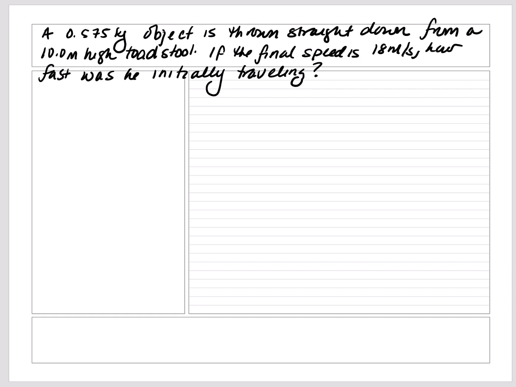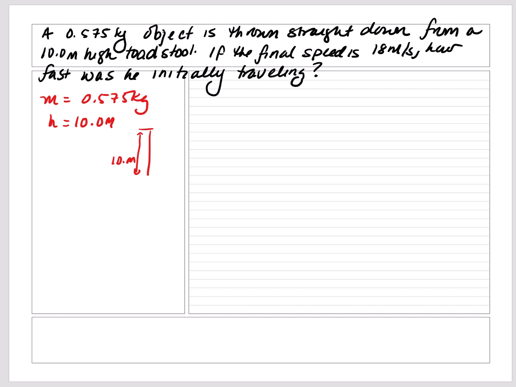Pause the video, identify your variables, determine your equation, and draw a picture. The mass is given as 0.575 kilograms. It's thrown straight down from a 10.0 meter high toadstool. So if I draw a picture, I know this height is going to be 10 meters. So that is my height.